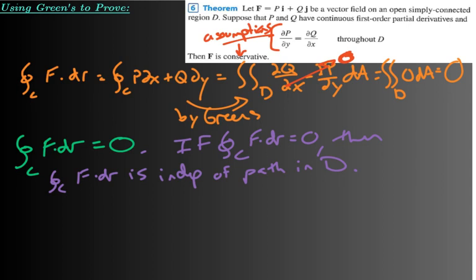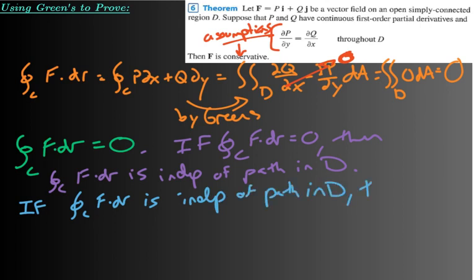And then we have another result that says if a line integral like this is independent of path in D, then F is conservative. And that does it. That proves it. So it's a super nice connection between Green's theorem and our past section on conservative vector fields. It's just something I wanted to pop in here at the end.